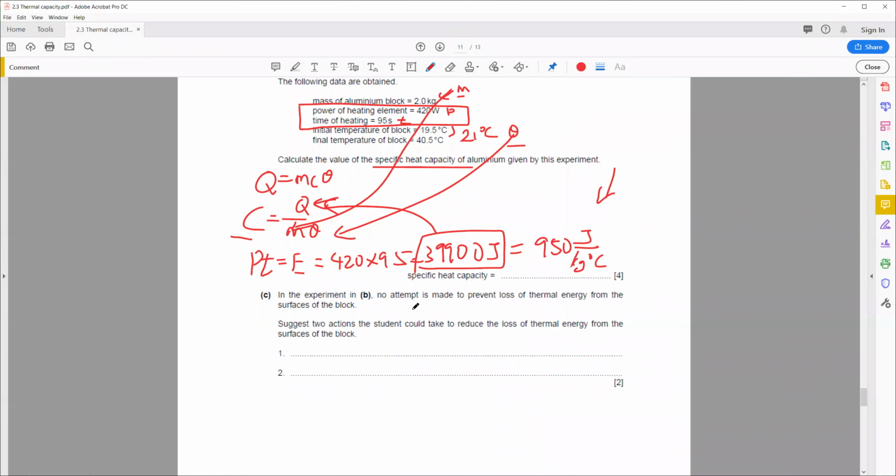Okay, then finally, the last part here. In experiment B, no attempt is made to prevent loss of thermal energy from the surface of the block. Suggest 2 actions the student could take to reduce the thermal energy loss from the surface of the block. Everyone has answered me once already, right? Jawei, it's your turn next. What action do you think you could do so that you can prevent thermal energy loss? Give me 2.